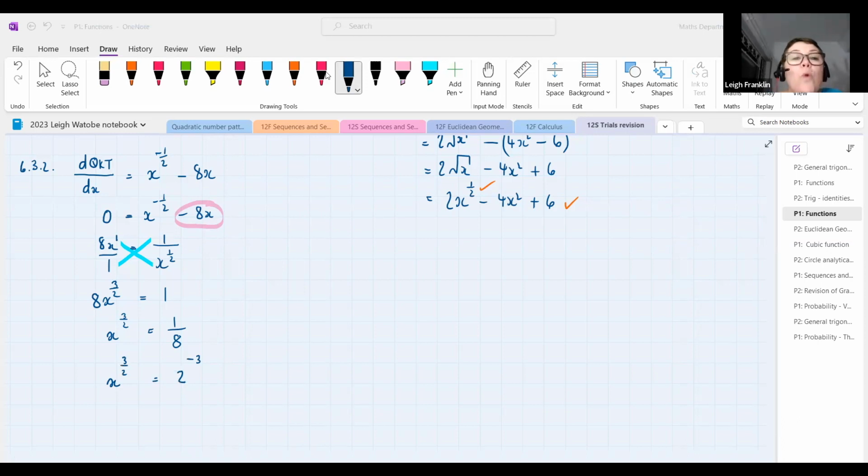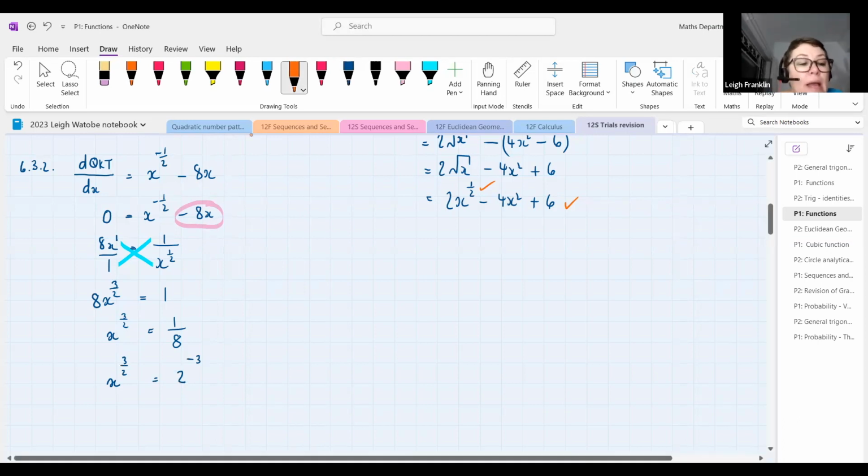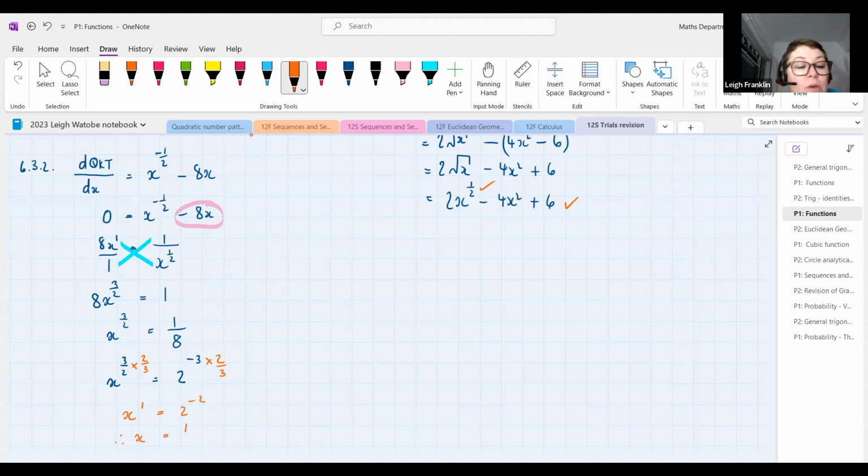Then I want to multiply this exponent by 2/3 so that I end up with x to the power of 1. What I do to this exponent on this side, I've got to do the same thing on the other side. This leaves me with 2 to the power of -2, which means x is equal to 1/4, which someone said, and that is quite right.